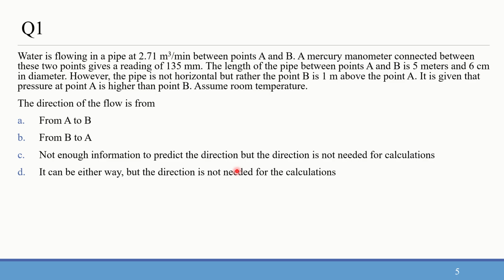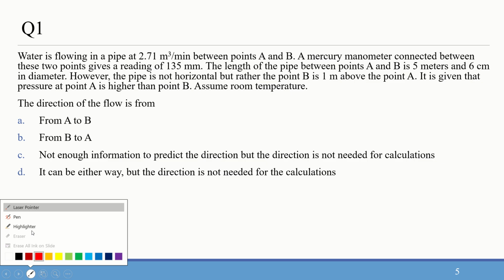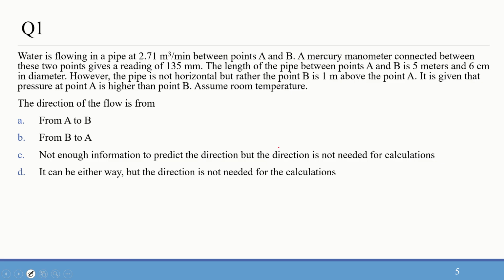So here there are two things given. First, it is like A and this is B. Like this is A and this is B. So there is some 1 meter height difference between the A and B point. And what else is given? Flow rate is given as 2.71 meter cube per minute.